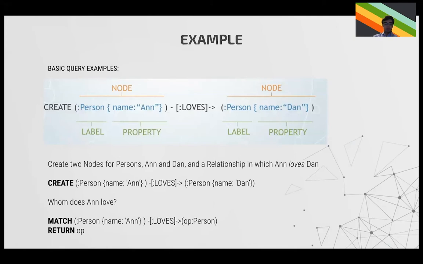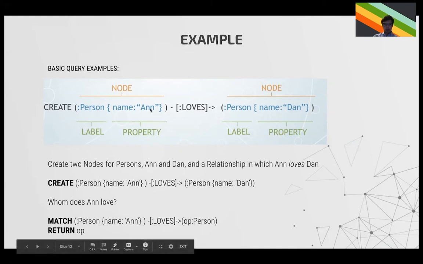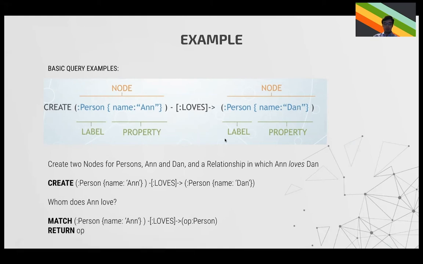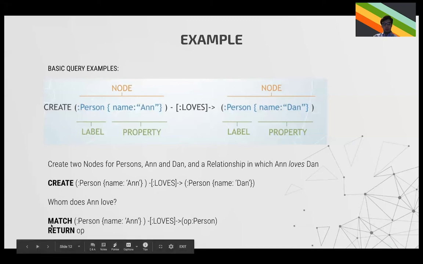And then here we have an example of a basic query, which shows us creating the person named Anne and another person named Dan, and creating the relationship loves between the two. Then we can run a match on the person Anne to see who she loves and return that person.